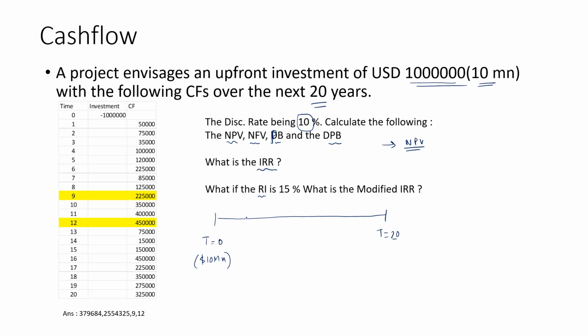How many years are there? There are 20 odd years. So this is T equal to 1, T equal to 2, so on and so forth. This is, let's say, T equal to 10, this is T equal to 15, and so on. Let's get ourselves familiarized with the terminologies being used. These are the cash flows. For example, the first year cash flow happens to be $50,000. The second year, let's say, 75,000. In the 10th year, it is 350,000, and in the 20th year, this happens to be 325, which is appearing here.